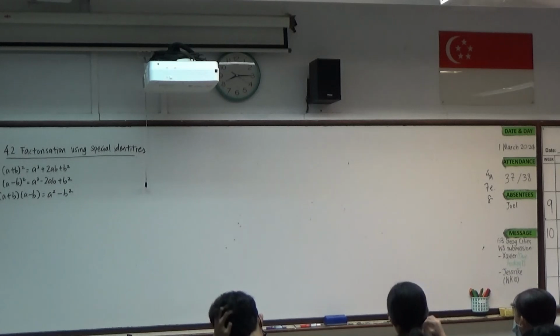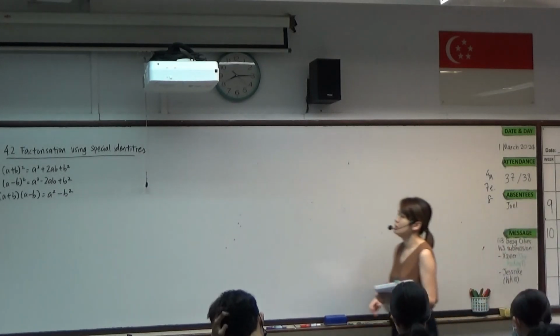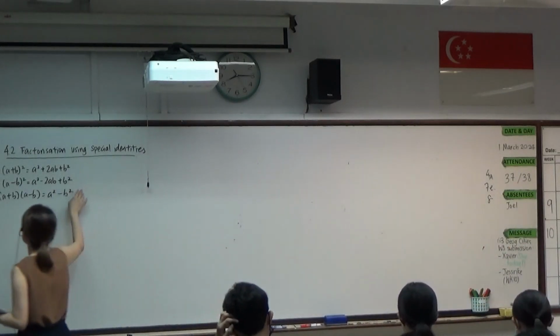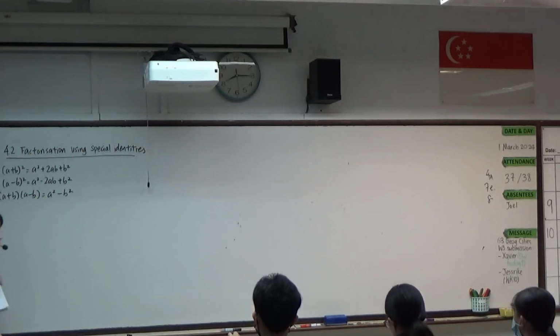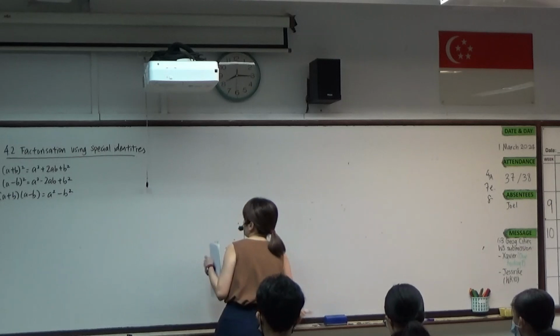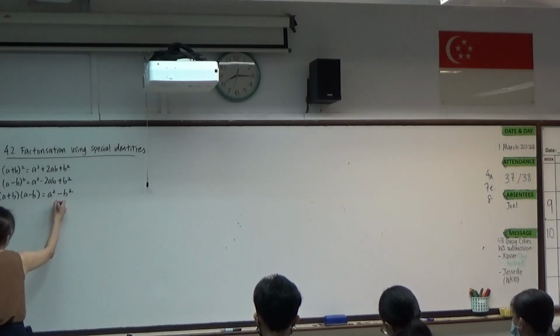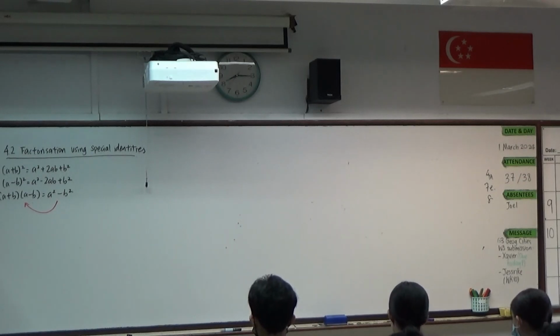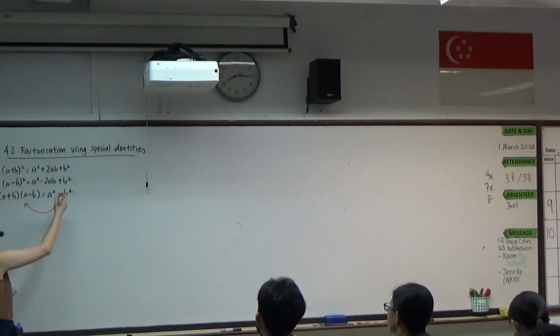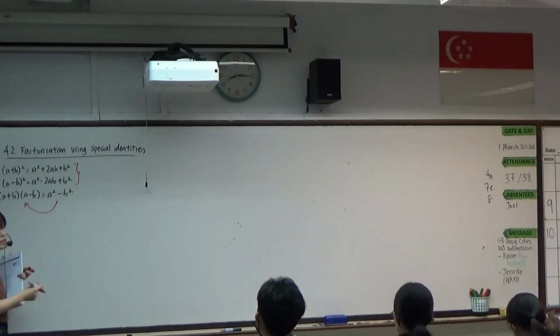In this particular unit, we have been looking at using these formulas that we have previously learned for factorization purposes. And in factorization, we are looking at this direction from the right side to the left side. I did mention also that it is not always compulsory for us to actually use these identities for factorization.